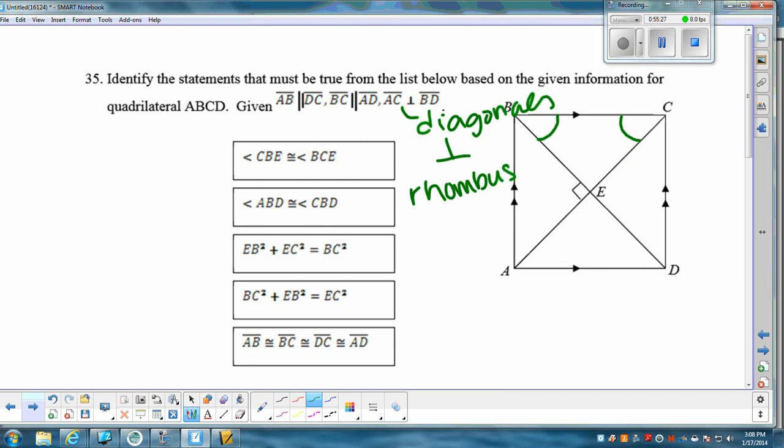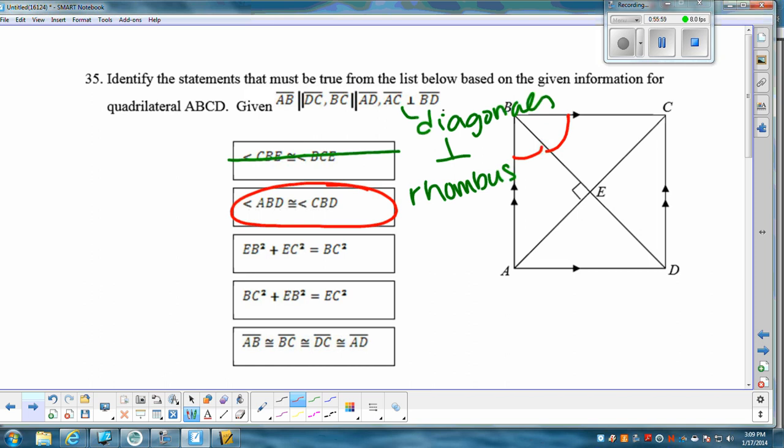We don't know our diagonals are congruent, so we do not know that we have an isosceles triangle. So no, we are not guaranteed to have that information. Doesn't have to be true. So we look at the next one. ABD is this angle right here, and CBD is this one right here. So what that's saying is that that angle was bisected by our diagonal, which is a property of rhombi.